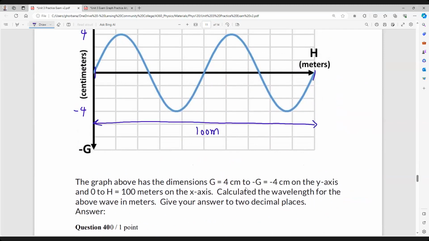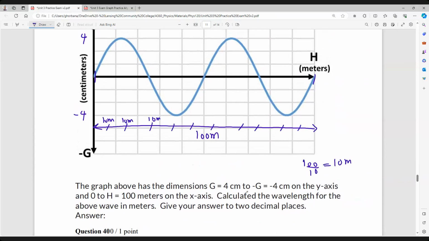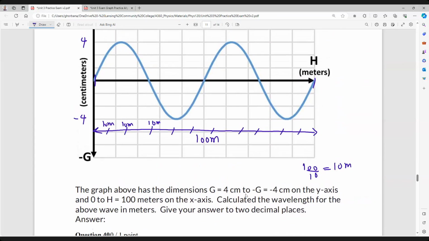How many of these squares do I have? 1, 2, 3, 4, 5, 6, 7, 8, 9, 10. Good. 100 divided by 10 is going to be 10 meters. It means that each one of these is 10 meters. And then I'm supposed to find the wavelength here.